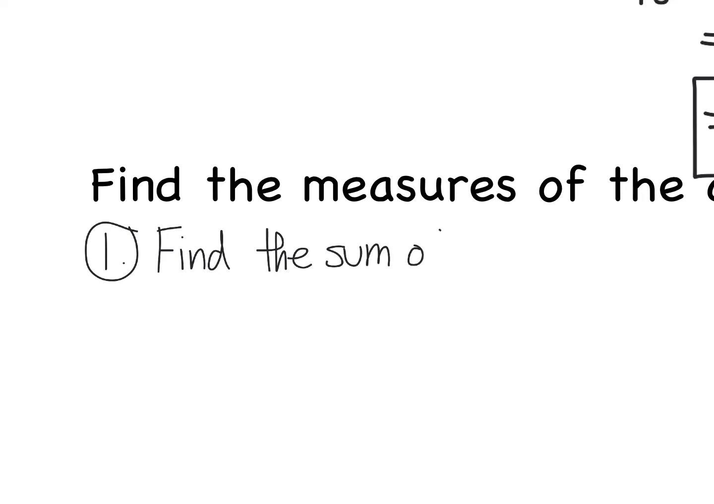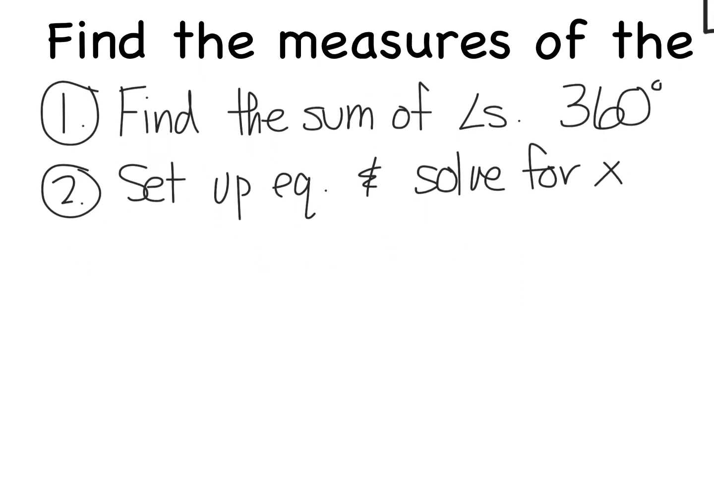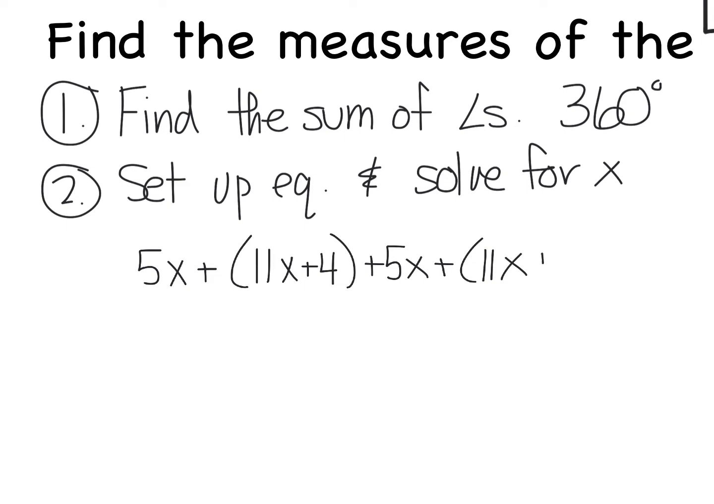So if it was a triangle, we know that it adds up to 180. Maybe you know what the angles add up to in a quadrilateral, but it is 360. Or you could look up to our little charts and you can see that it's 360. So then the second thing I'm going to do is set up an equation and solve for x. So just like with triangles, we're just going to take each angle here and add it up to 360 in this case. So 5x plus 11x plus 4 plus another 5x plus another 11x plus 4 is equal to 360.